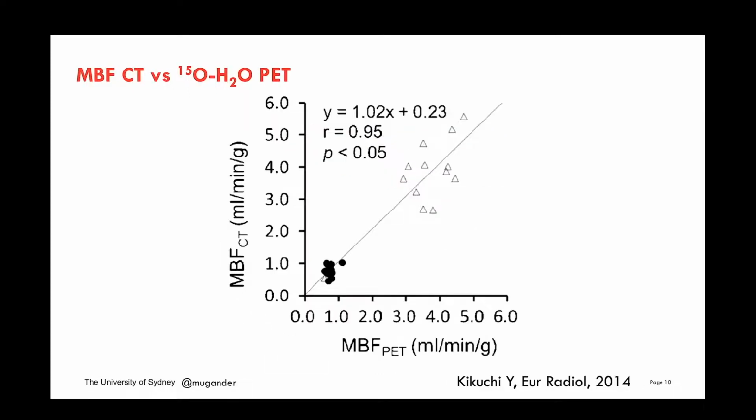So can it be done with other modalities than PET? Well, this is a study with CT and water PET as the reference standard, so horizontal axis water PET, milliliters per minute per gram myocardial blood flow, on the vertical axis CT. And this is probably the best association I've seen. They developed their own CT post-processing algorithm. There are a bunch of commercially available solutions that have published data which don't look remotely this good.